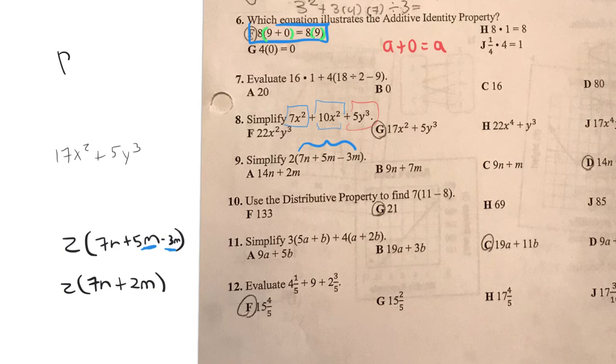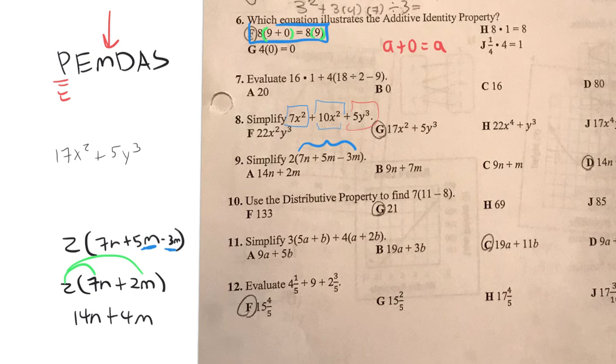We can move to the m in PEMDAS. We already did the p. We already simplified the parentheses as much as we could by combining like terms. This is simplified as much as we could, so we've already satisfied this. Now we're moving on to m, which means multiply something. 2 times that, 2 times that. That's the distributive property. It's going to be 14n plus 4m, and then you are done.